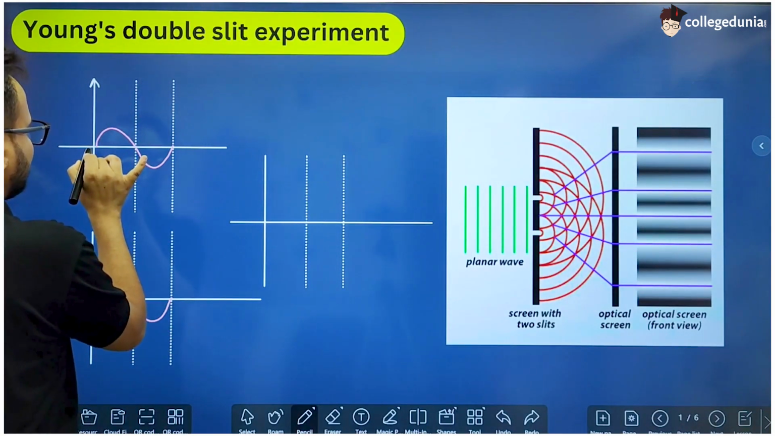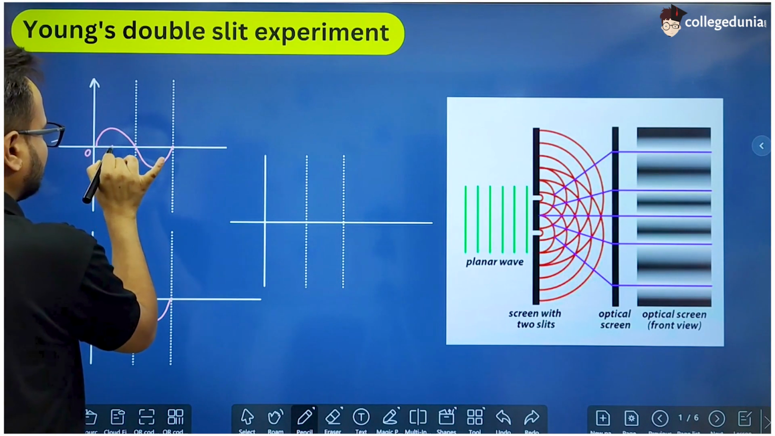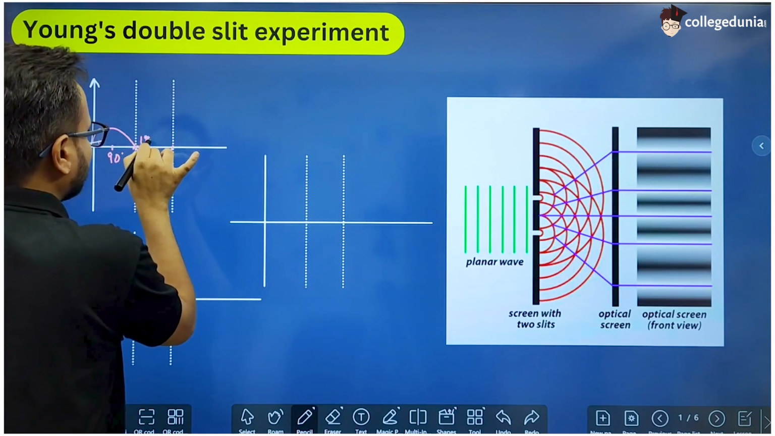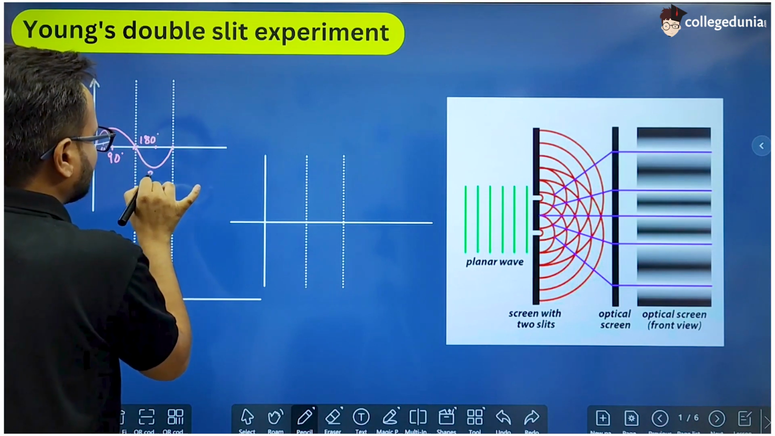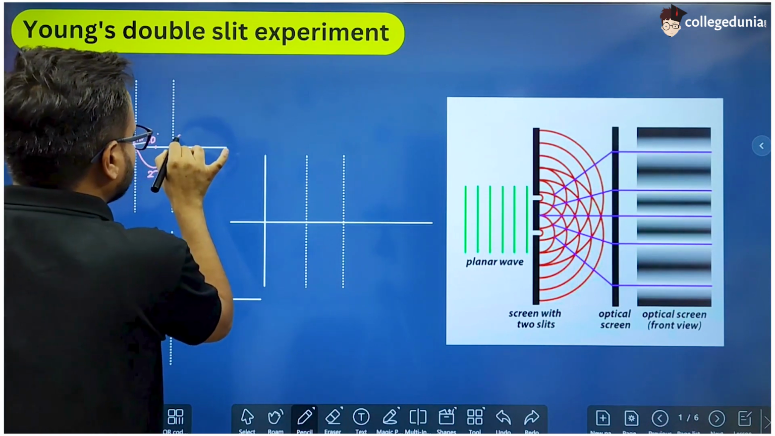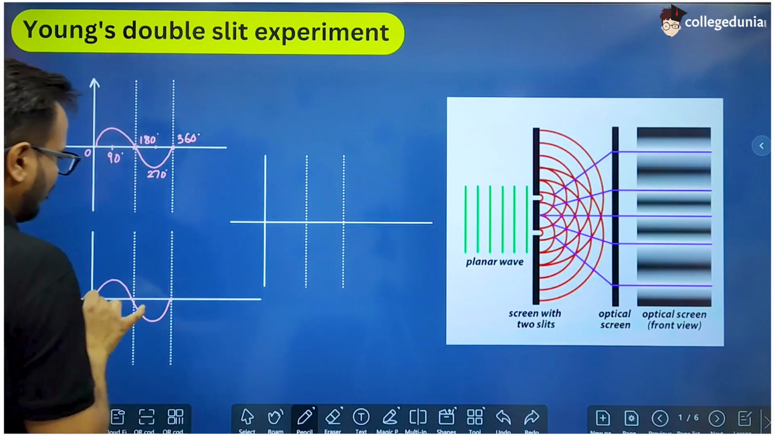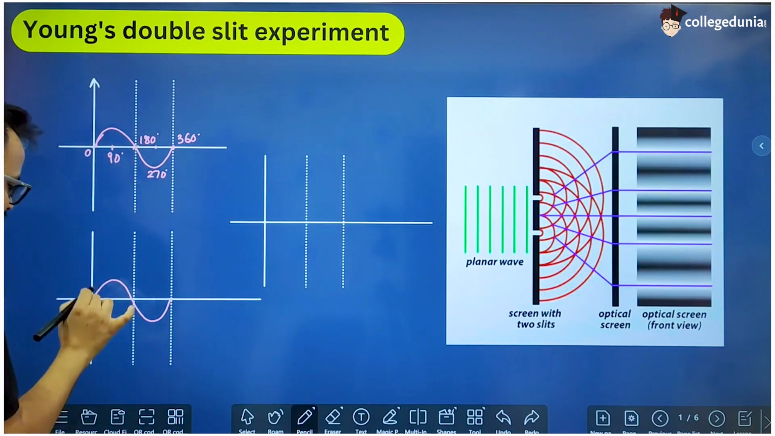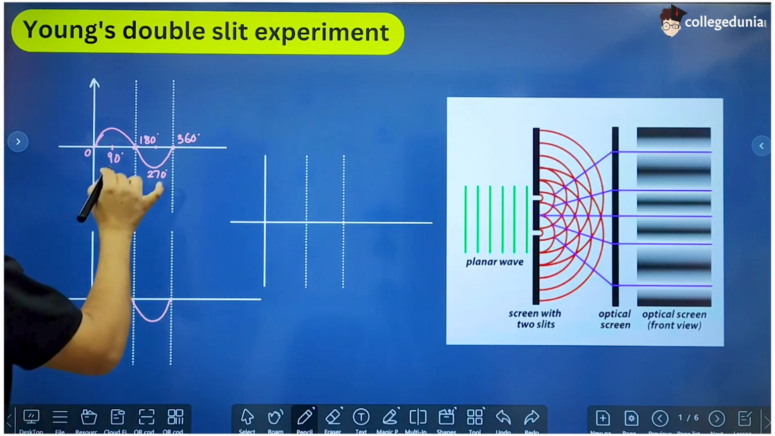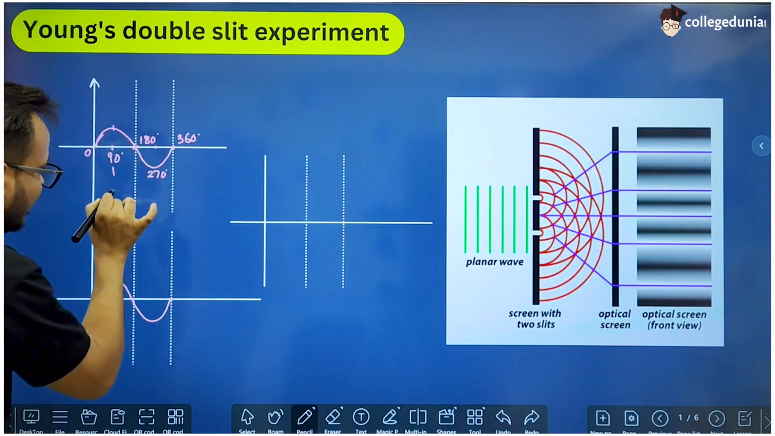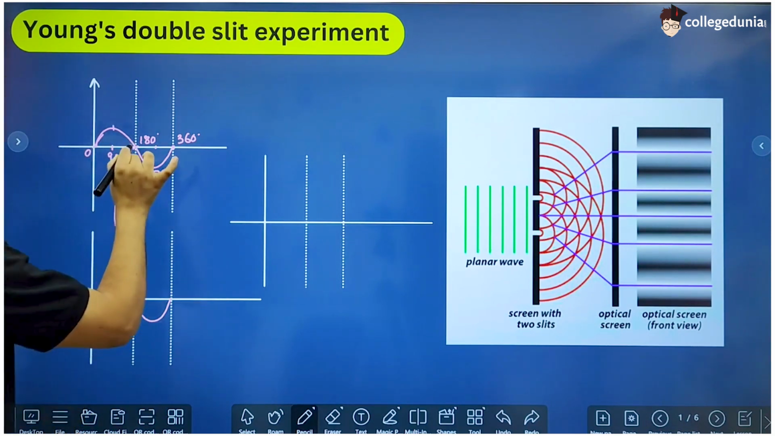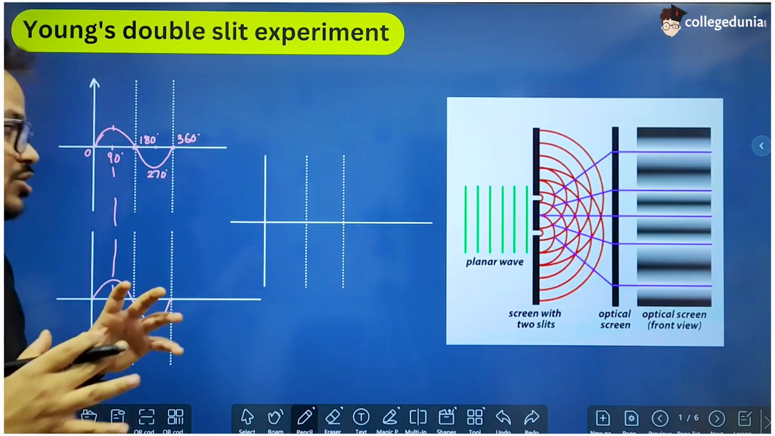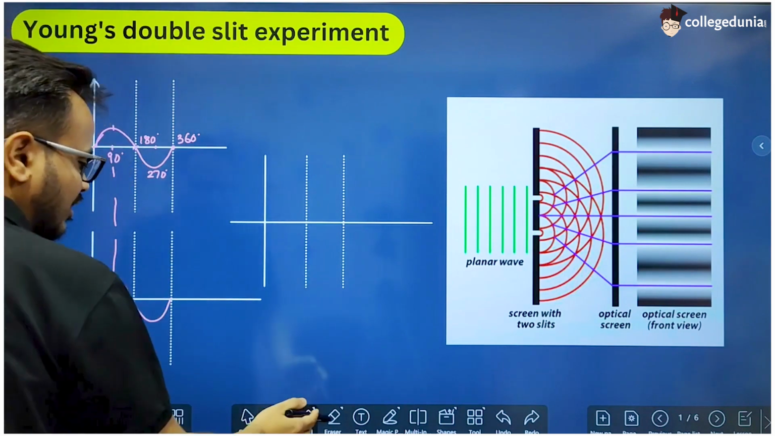Now, this part of the wave is the zero phase. This is 90. This is 180. This is 270. And this is 360. Now, if you compare these two waves, the zero of this wave is lying here and the zero of this wave is also lying here. The 90 of this wave is lying here and the 90 of this wave is also lying here. 180 of this wave is here, 180 of this wave is here. So there is no phase difference between these two waves.